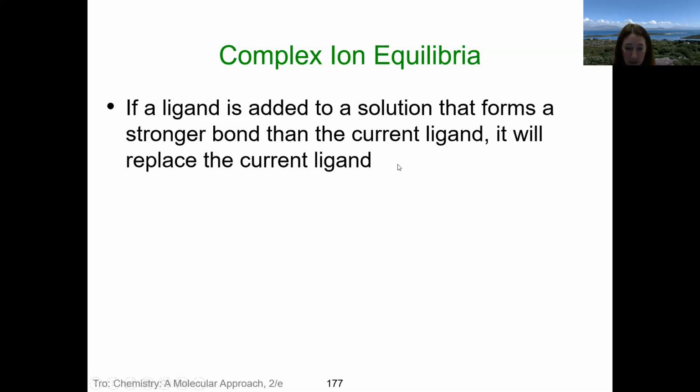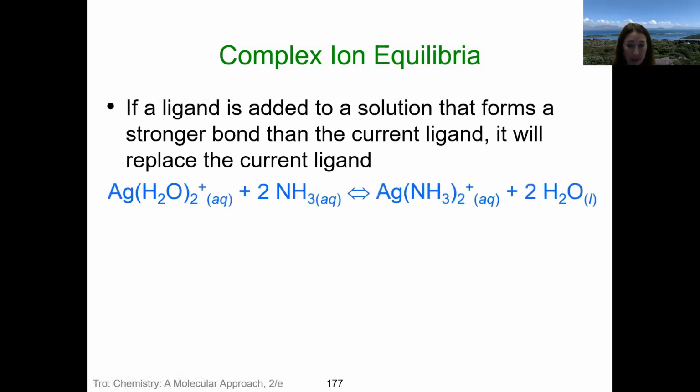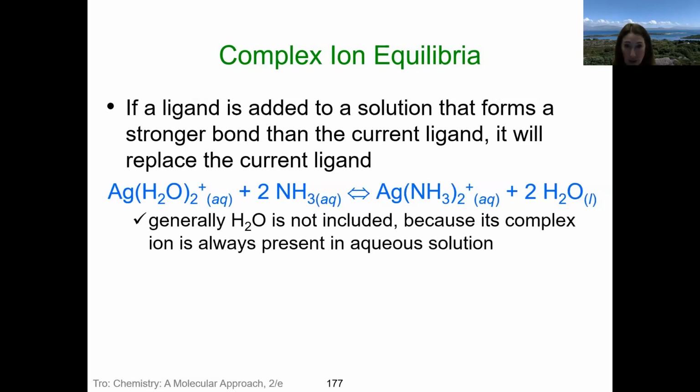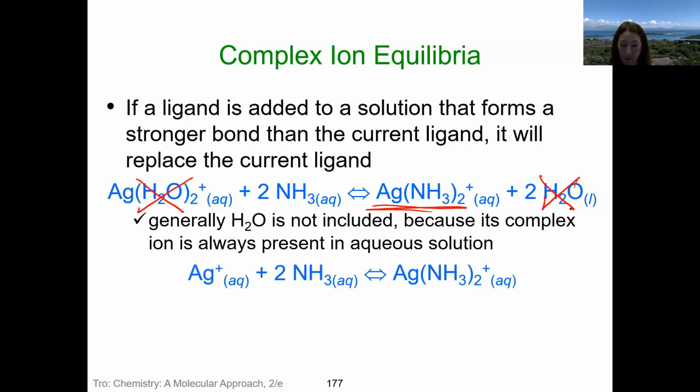When we do complex ion equilibria, it's very similar to everything we did before. Ammonia is a very, very popular ligand, which we'll talk about a lot later, but only a tiny bit right now. If you have silver with water and then you add ammonia, silver would much rather be with ammonia, so it would form this complex ion. Usually we just write this without water, so it just turns into this.